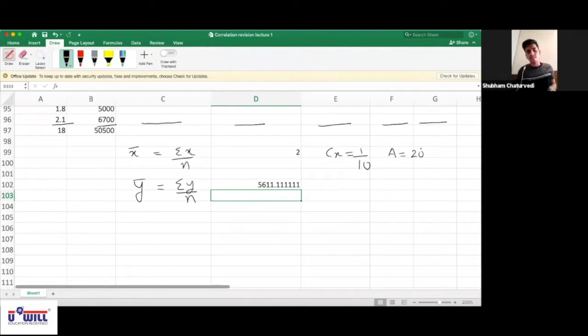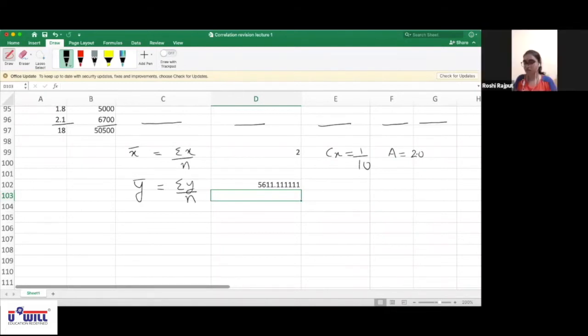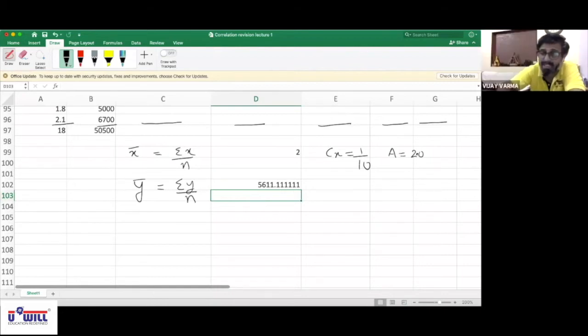And if you take 2, then also it's right. But if you take 2, then you'll take the multiplication outside the bracket. Very good. Mute yourself.